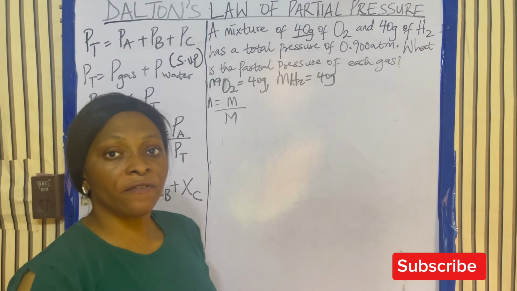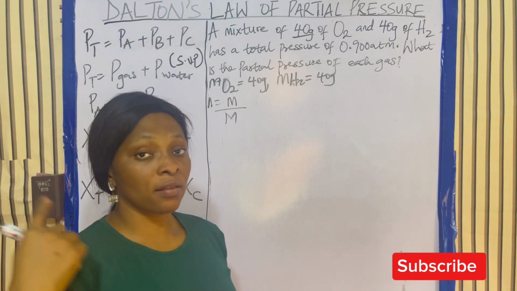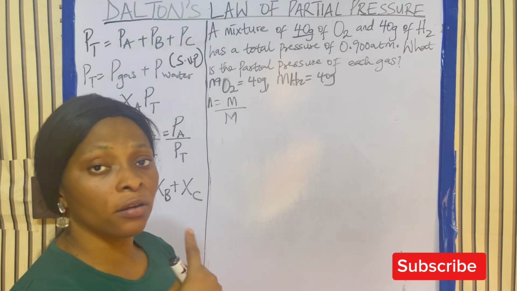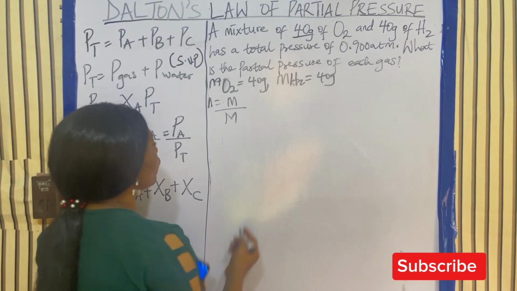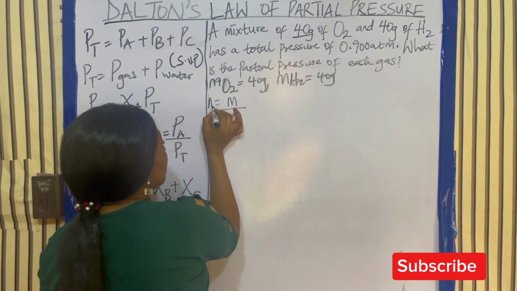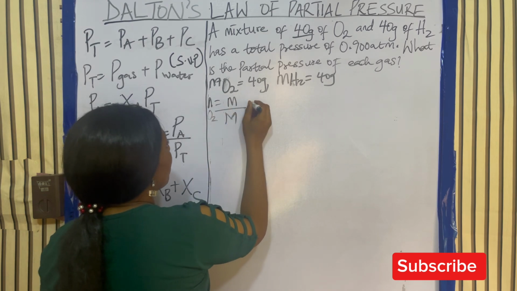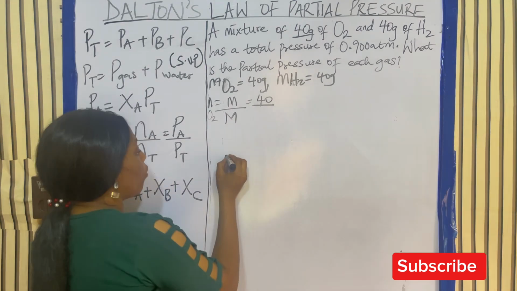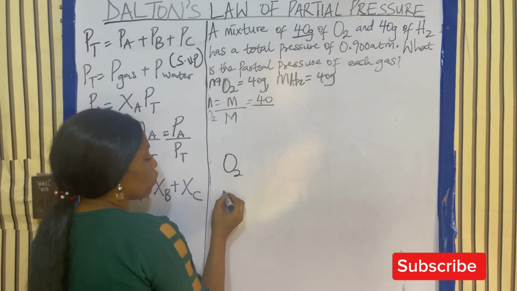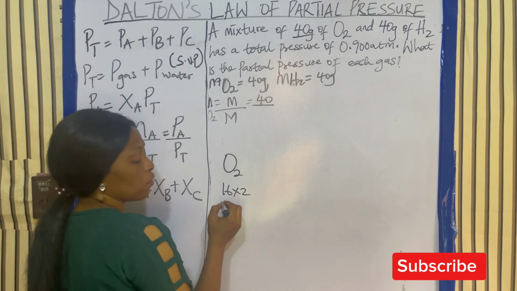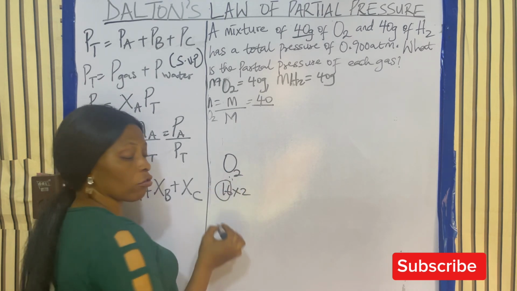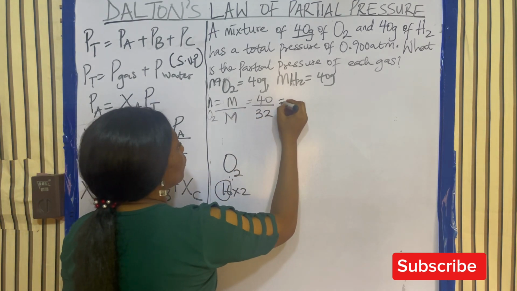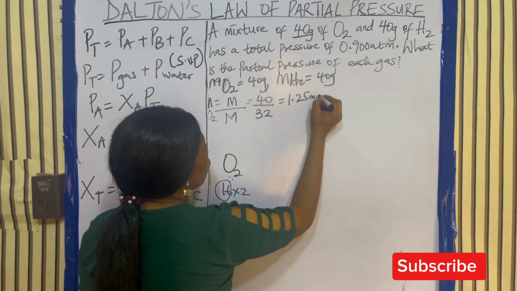If you have not watched my video on stoichiometry, please do that so that you can understand how to calculate the number of moles. So you have the mass in gram. Let's look at that of oxygen. Mass in gram of oxygen is 40 over the molar mass of oxygen. Oxygen is 16, and 16 times 2 is 32. 16 is the atomic mass of oxygen, you multiply it by 2, and that will give you 32. So if you divide it, it will give you 1.25 moles.